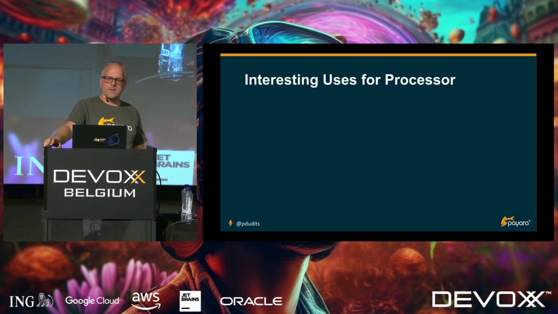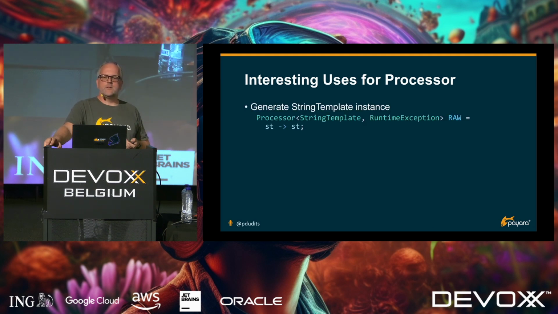What will be some interesting uses of that? The most trivial one is, I actually want the string template. So if that processor gets the string template, it just returns that string template. And this is taken verbatim from the implementation in the JDK. This is how it's implemented.